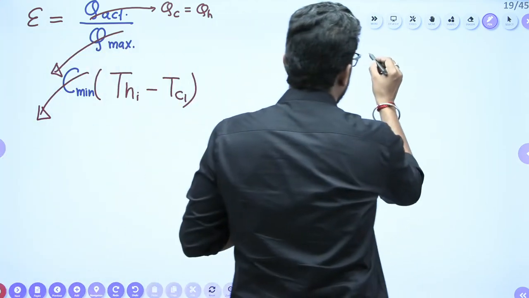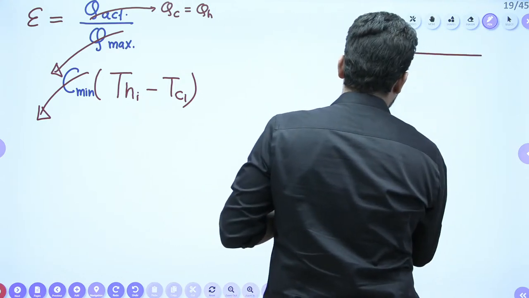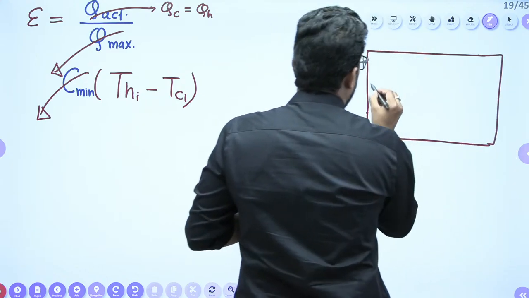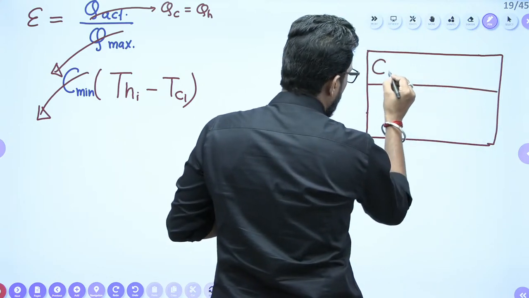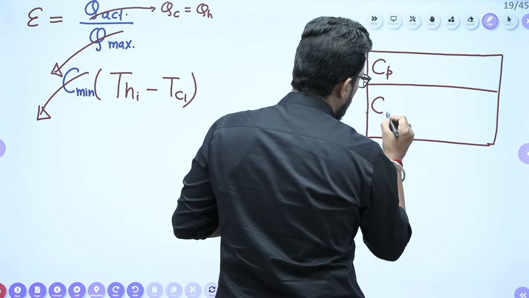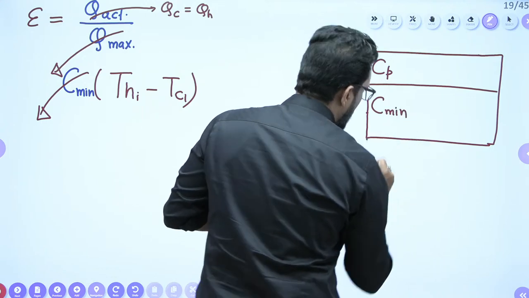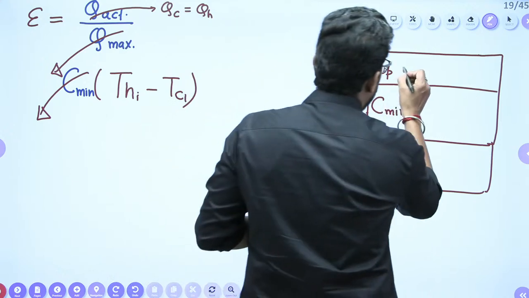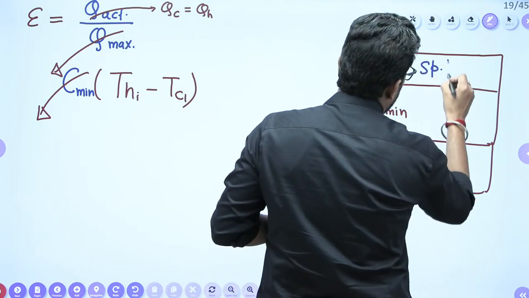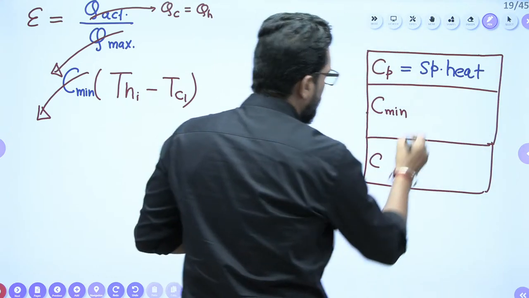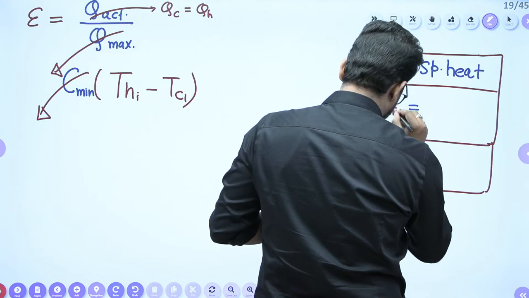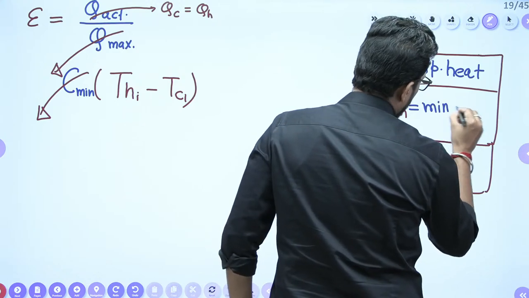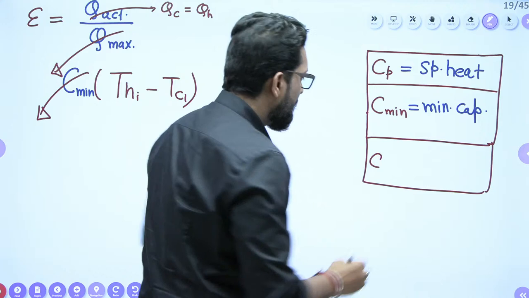See, there are three things in the heat exchanger that frequently come into the picture. See, Vita, what are the three things? See very carefully. First is your Cp, second is your C minimum, and third is your C. What are the three things? Cp is the specific heat. C minimum is the minimum capacity. And C is the capacity ratio.